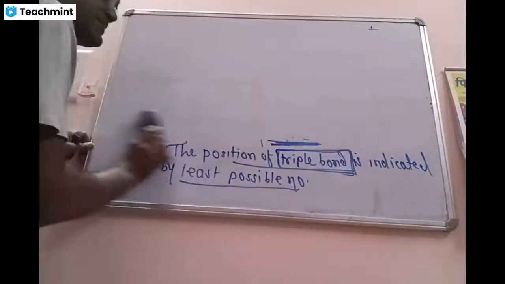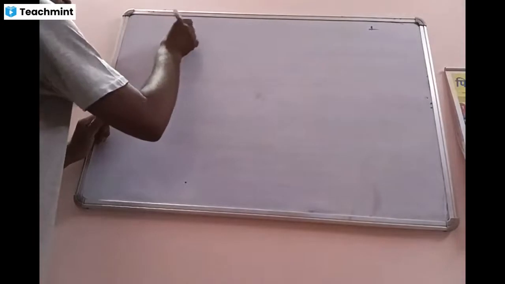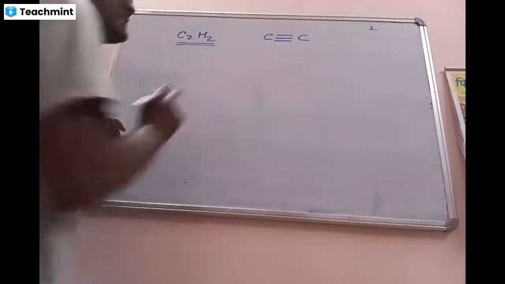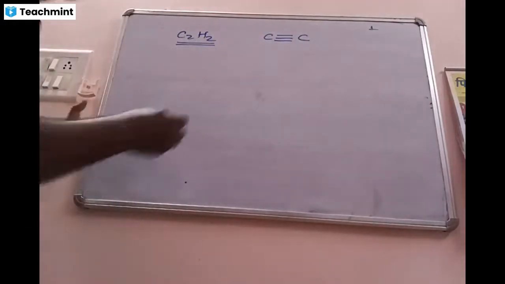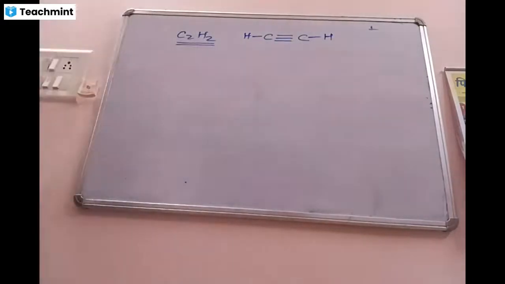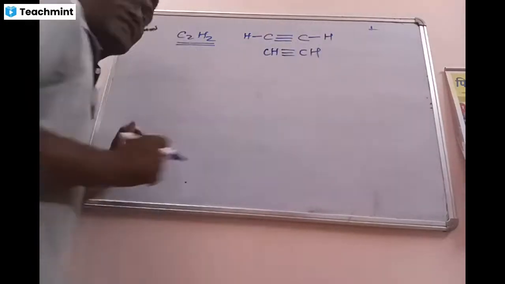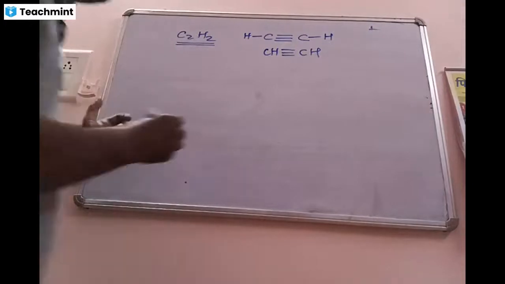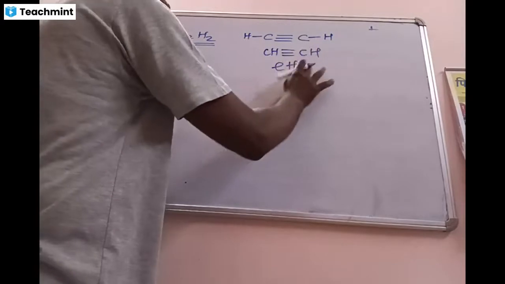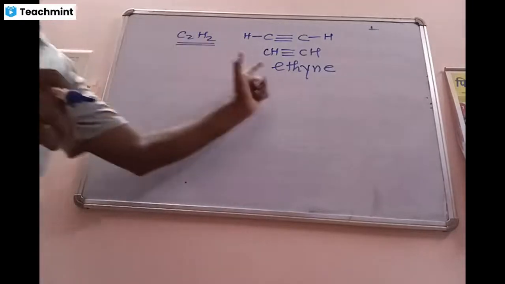Now we go through some examples. This is your compound C2H2. There are two carbon atoms, and there should be a triple bond between them, because one hydrogen is attached to this carbon and another to that carbon. So how many carbon atoms are there? Two. You can write it in short as CH triple bond CH. What is the name of the parent alkane? Ethane. Now in ethane, ANE is replaced by YNE.